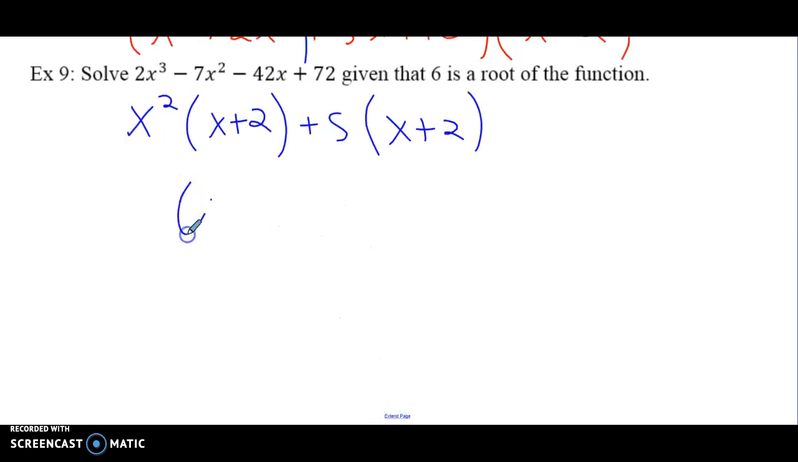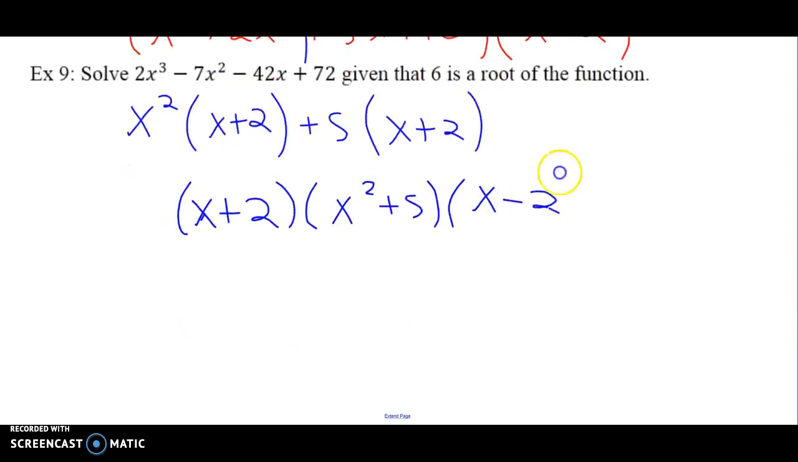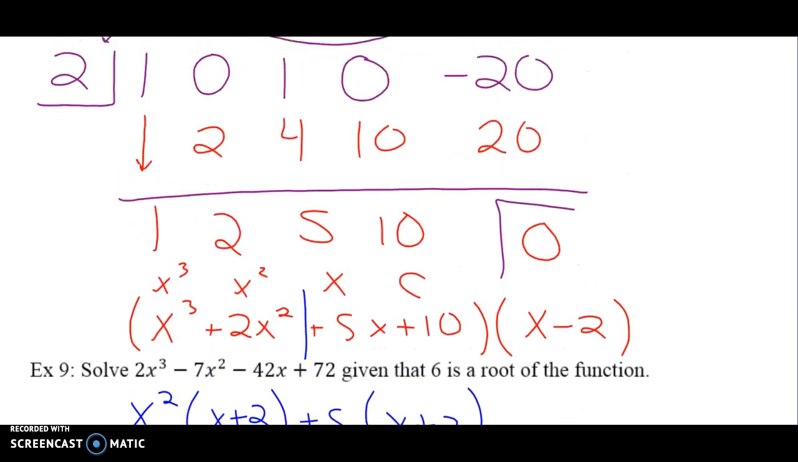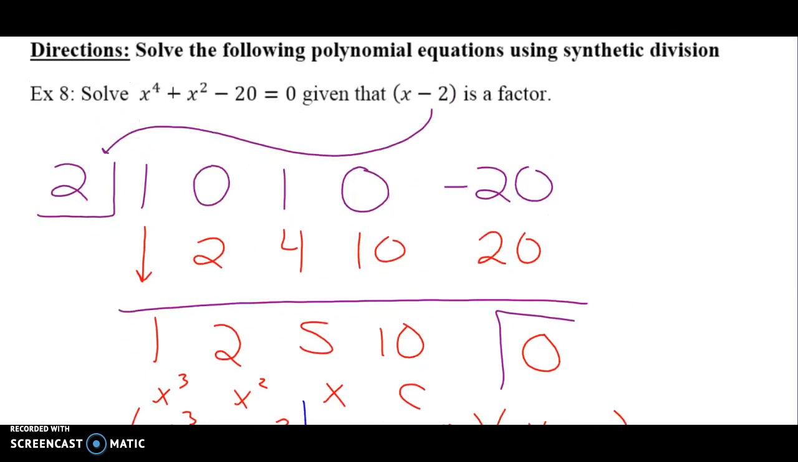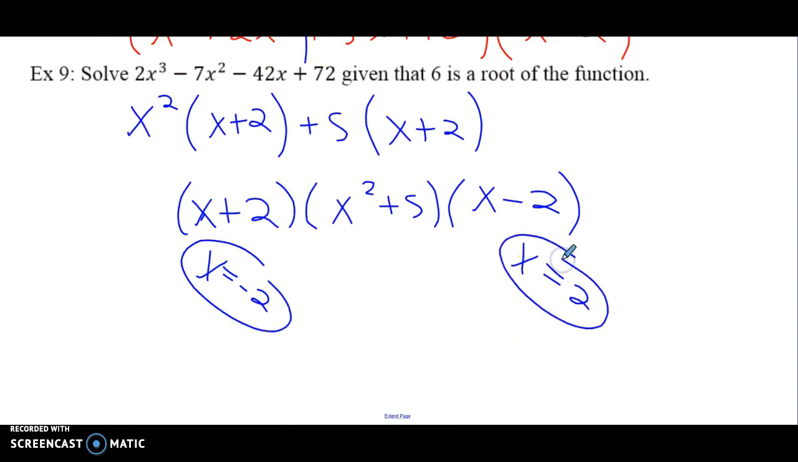Oh, but you're not done. So we get x plus 2 times x squared plus 5. And don't forget about the factor that they told us at the very beginning. Boom, shakalaka. Now, we're actually done factoring. Yeah, we're not. And does it say solve? It does. Yes, it does say solve. So, we get negative 2. We get positive 2.